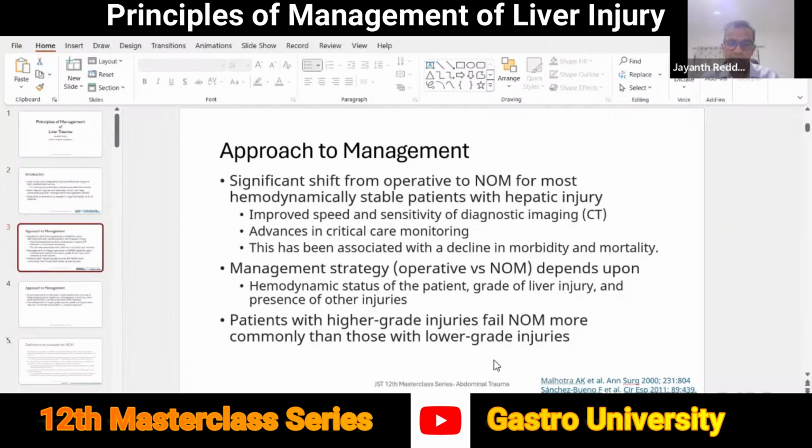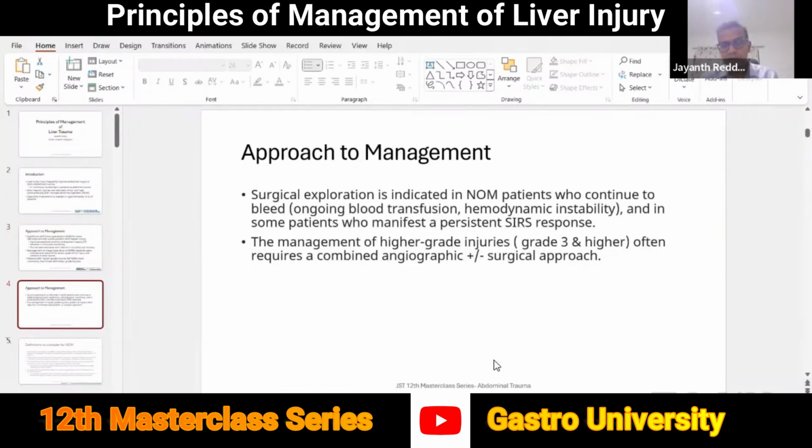The most important is the hemodynamic status of the patient. Next is the presence of any other intra-abdominal injuries which require operative intervention. And thirdly, the grade of liver injury. Patients with higher grade injuries fail non-operative management as compared to patients with low grade injuries. Surgical exploration is indicated only in those patients who fail non-operative management, that is, who continue to require ongoing blood transfusion and have associated hemodynamic instability or a persistent SIRS response. The management of higher grade injuries, grade 3 and higher, requires a combined angiographic as well as surgical approach.